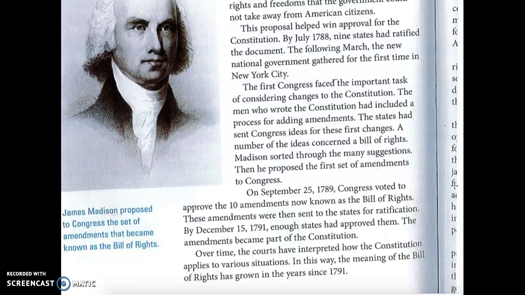Over time, the courts have interpreted how the Constitution applies to various situations. In this way, the meaning of the Bill of Rights has grown in the years since 1791. Here we have a picture of James Madison. James Madison proposed to Congress the set of amendments that is known now as the Bill of Rights.